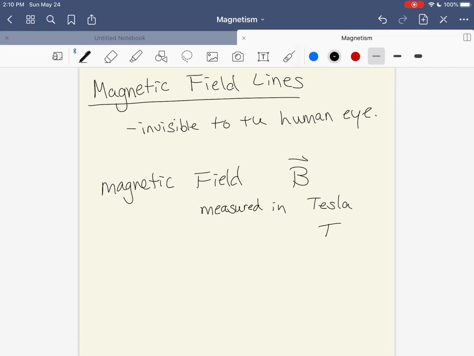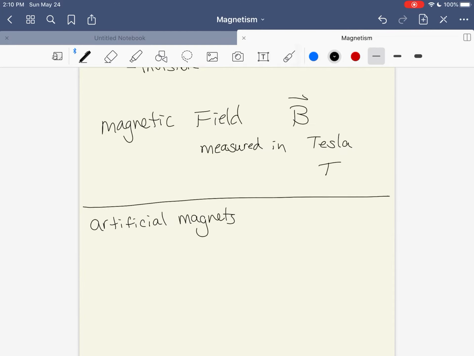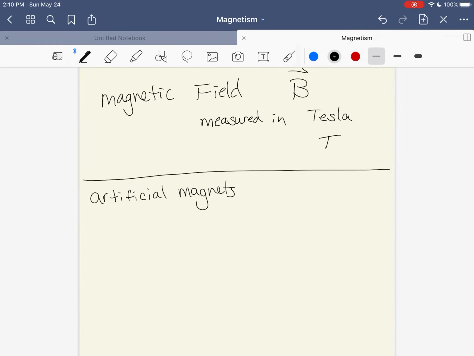All right. Now, our artificial magnets. Our artificial magnets are essentially brought to you via electricity. And so this is where we come up with the term electromagnetism. So hopefully you've heard of that term before. And essentially it means exactly what it says. It's the creation of magnetism using electricity.